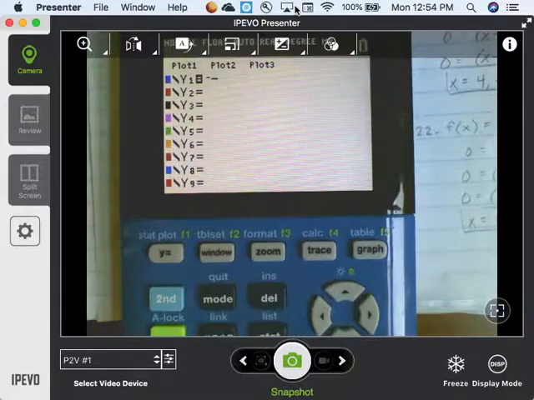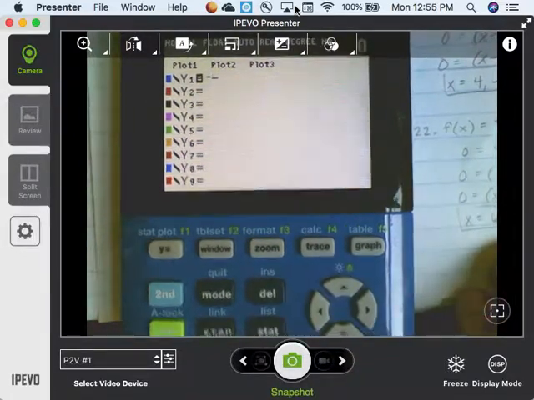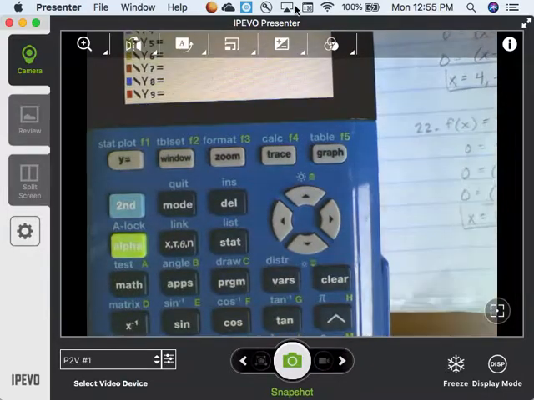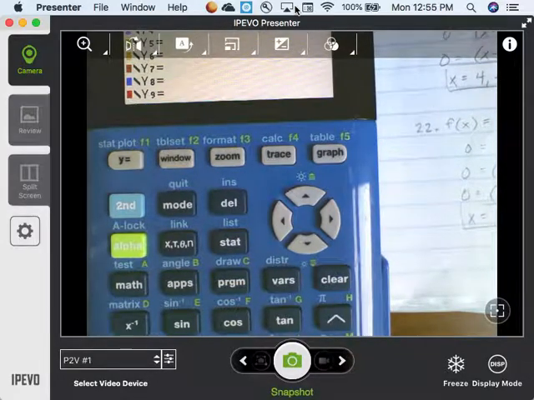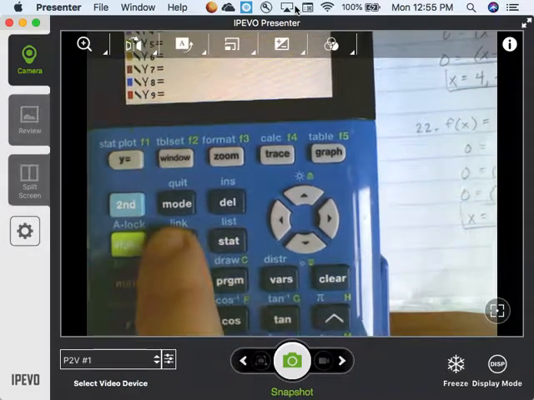So I'm going to go back over, and then I'm going to do x on top of that. To get your variable, you actually have a nice button that you can hit. You see your colored second and your colored alpha button. Right next to it says x, comma, t, comma, theta, comma, n. That's your variable button. It will give you a different variable depending on what mode your calculator is in. Since we're in function mode, we should get x. Okay, so I'm just going to type that, and you should see an x appear on your screen.